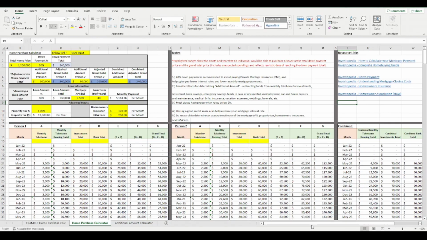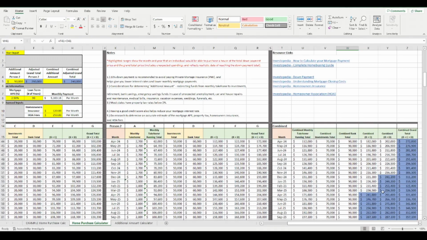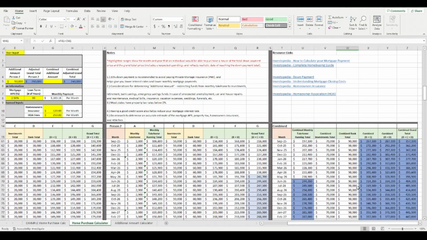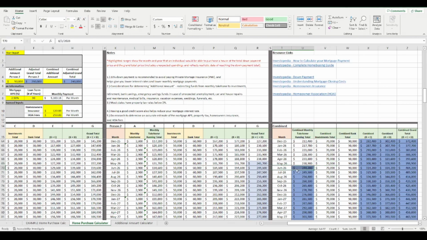On the far right, the third table is the combined totals of both people on the spreadsheet. The combined monthly take-home running total, the combined investments, combined bank total, and the combined assets. As we scroll down on the combined table, based on the blue highlights, it is clear that if you team up with a second person to purchase a home, then you can purchase the home much sooner than if you were to do so by yourself. The spreadsheet shows June of 2026 to reach the down payment total.